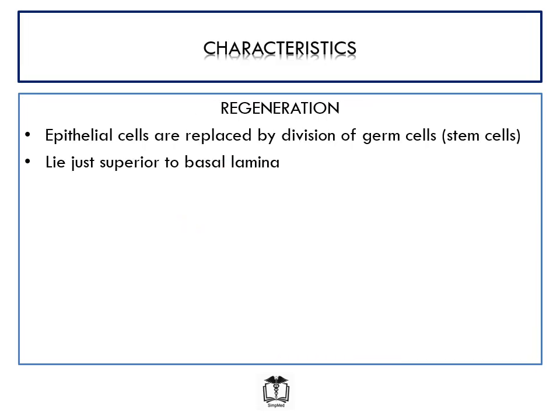The last feature of the epithelial tissue is the ability to regenerate. I mentioned this before. Epithelial tissues tend to have a unique set of germ cells, or we call stem cells, that tend to replace it. These cells are mitotically active. They are always dividing. They're frequently undergoing cell cycle and cell division. And as a result, they tend to always replenish the epithelial cells.